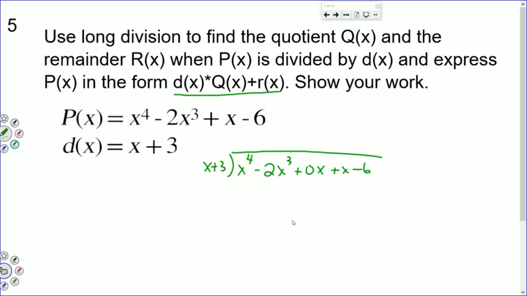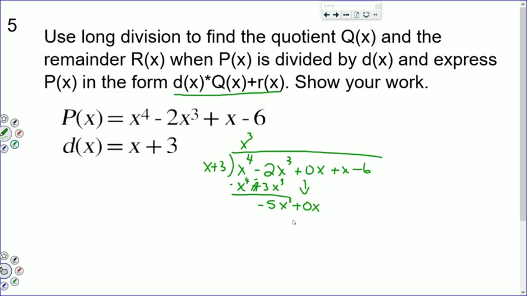So we want to ask ourselves, x times what gives us x to the fourth? That is x cubed. X cubed times x gives us x to the fourth. X cubed times 3 gives us plus 3x cubed. Now I'm going to change the signs. So negative 2x cubed plus negative 3x cubed is negative 5x cubed. Bring our 0 x squared down.